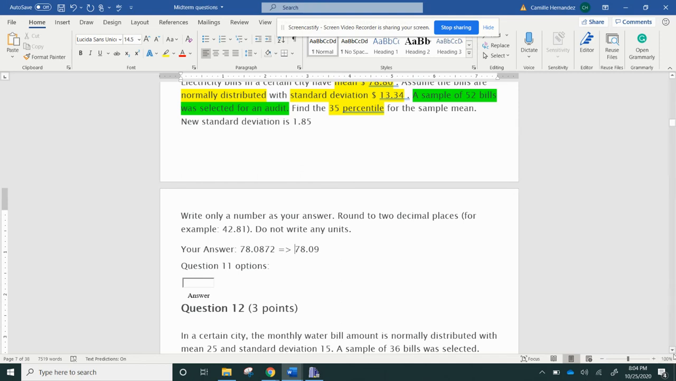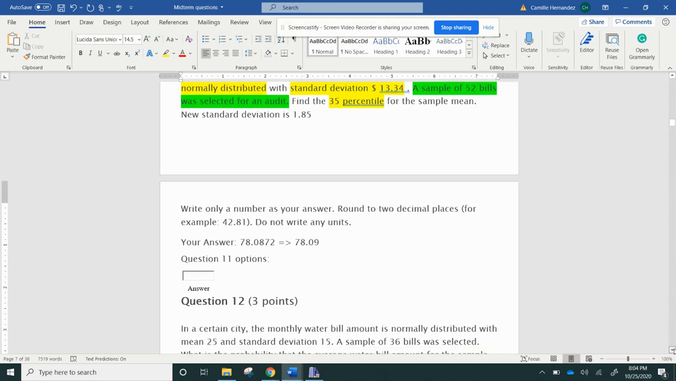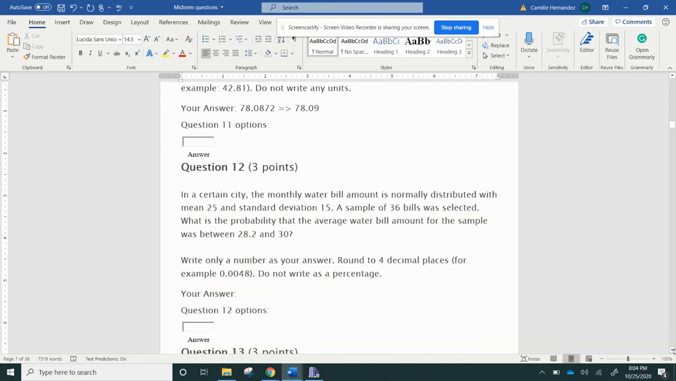All right, let's do another one. Monthly water bill is normally distributed. Okay, again, I'm going to highlight that. With a mean of 25 and a standard deviation of 15. And I had a sample of 36 bills.